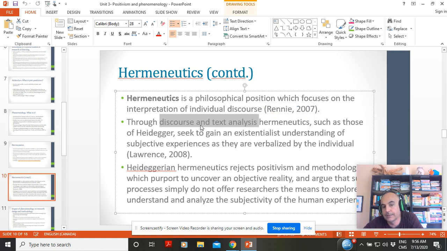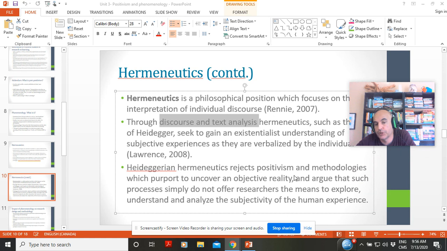Again, this is going to have a direct impact on your methodological choices if you are working within Heideggerian hermeneutics as a theory. Heideggerian hermeneutics rejects positivism and methodologies which purport to uncover an objective reality, and argues that such processes simply do not offer researchers the means to explore, understand and analyze the subjectivity of human experience. So as I said, they really set themselves as a full rejection of positivism and a full assertion that reality for us in social sciences is inherently subjective, inherently individual, and that is a worthwhile journey in science as a scientist.